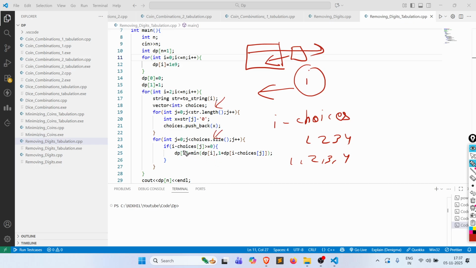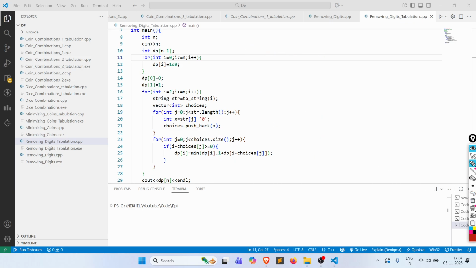And if i minus choices of j is greater than or equal to 0, right? It is a valid step, so I will just simply do it. I am accounting for that choice of j which I have taken, and finding the minimum for this which is already calculated. And at the end we will just simply print dp of n, which is our final answer, right?